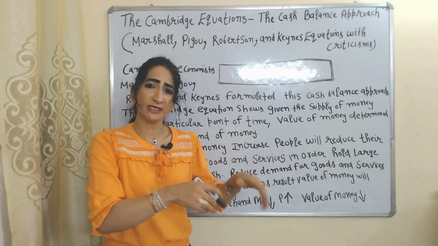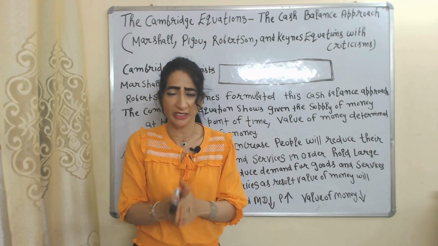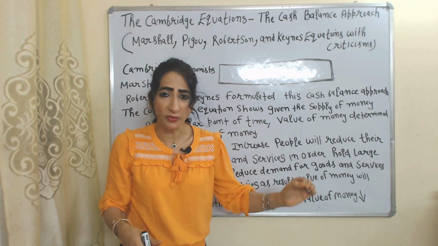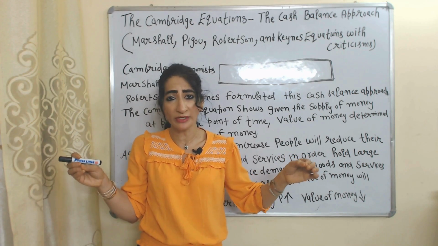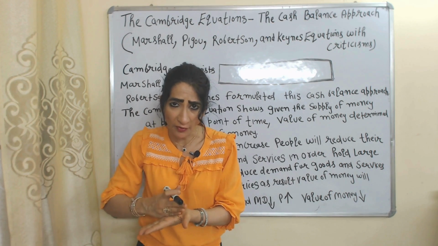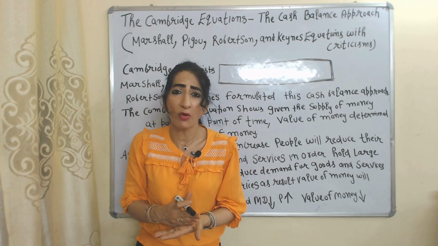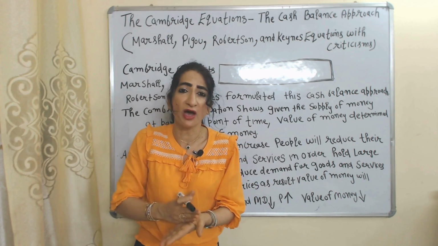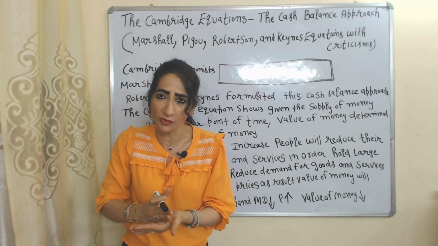As we know, an increase in money demand means people want to hold more cash. Suppose money demand increases, then people will reduce their expenditure on goods and services in order to hold more cash. As a result, demand for goods and services falls, and their prices also fall. Eventually, the value of money increases because now we can buy more goods and services with the same amount of money.